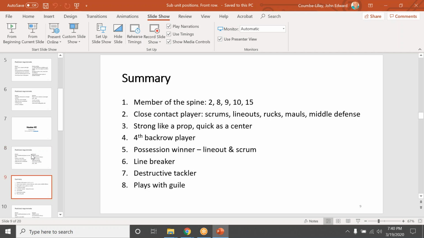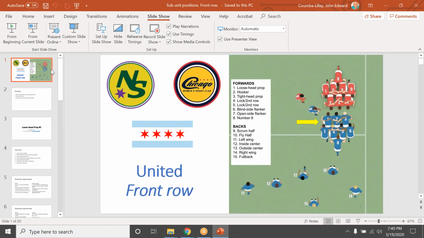Now, the summary. I've got this back to front a little bit. When you think of the spine, I'm going to go all the way back to the front here. When you see that picture of the blue and you look at the spine, you see 2, 8, and 9. So 8 is the connection with the halfbacks, 9 is the connection with the backs. 10 is the magician, in our case, or orchestrator for the backs. And 15, I like to think of them as the quiet assassin.